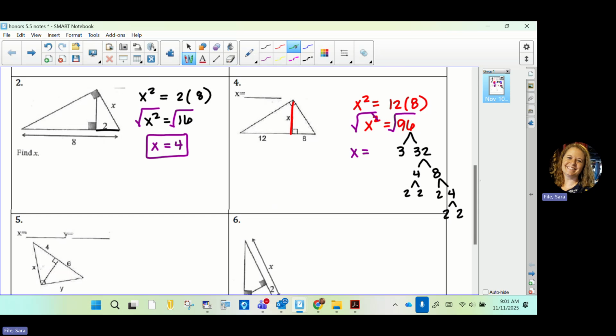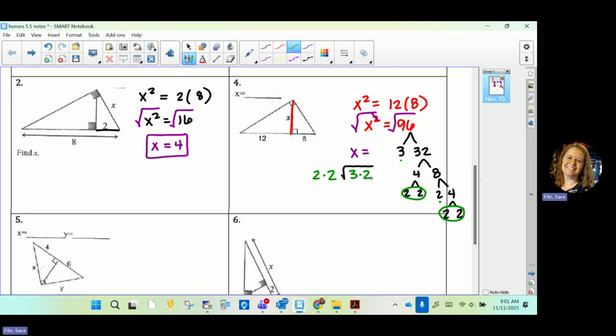We're looking for pairs. So there is a pair of 2's. There is a pair of 2's. So 2 different 2's, because it's from 2 different pairs, get to come outside the radical. Okay, and then these others that don't have a pair, that 3 and that 2, have to stay inside.